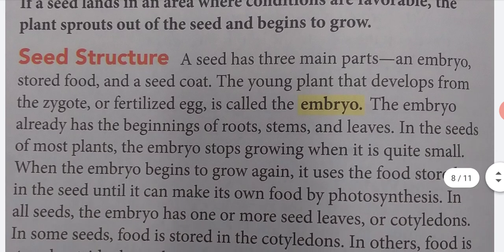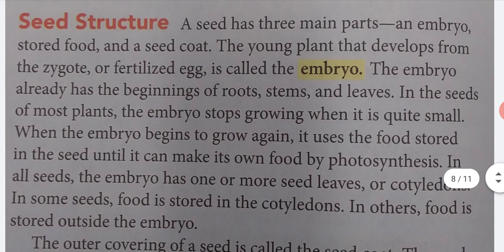Seed structure. A seed has 3 main parts: an embryo, stored food, and a seed coat. The young plant that develops from the zygote, or fertilized egg, is called the embryo. The embryo already has the beginnings of roots, stems, and leaves. In the seeds of most plants, the embryo stops growing when it's quite small. When the embryo begins to grow again, it uses the food stored in the seed until it can make its own food by photosynthesis. In all seeds, the embryo has 1 or more seed leaves, or cotyledons.